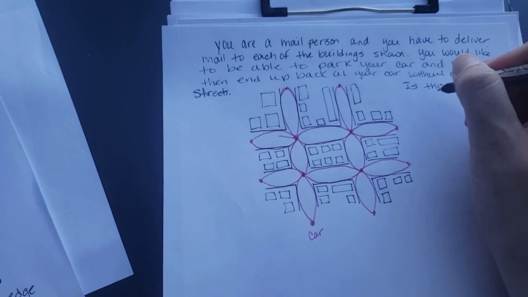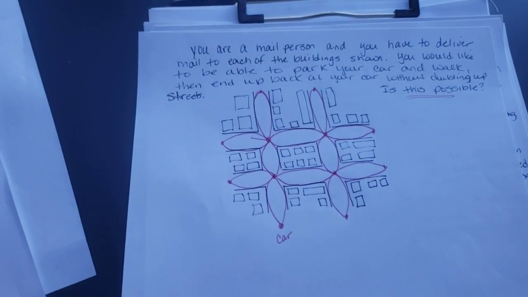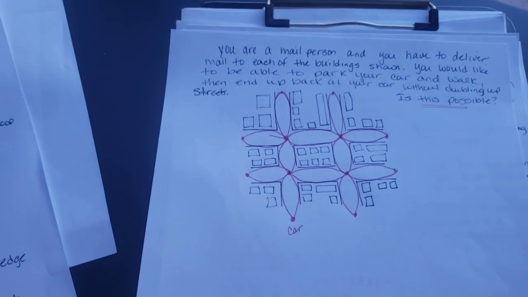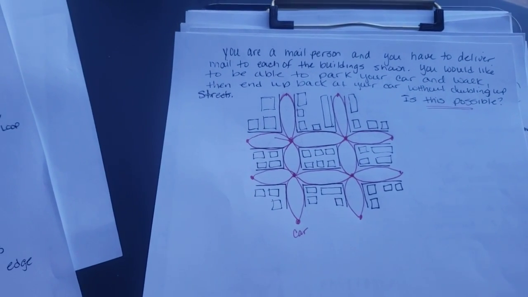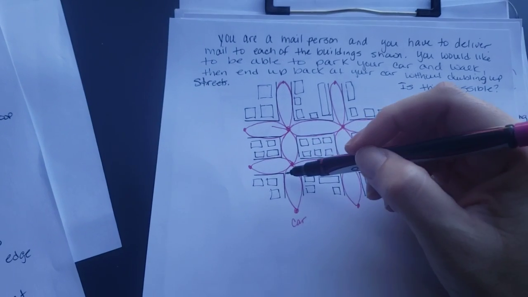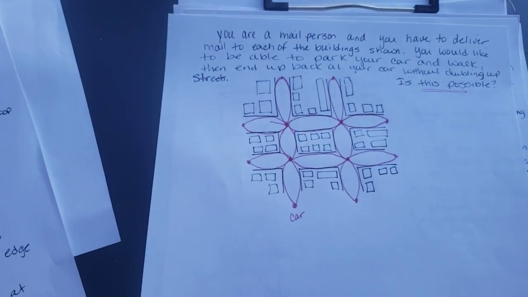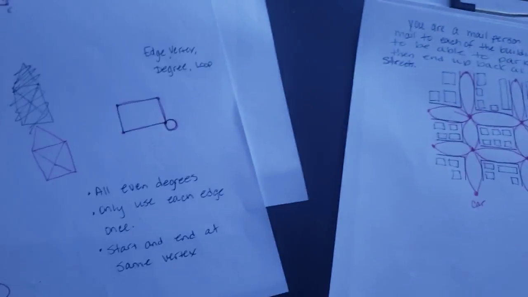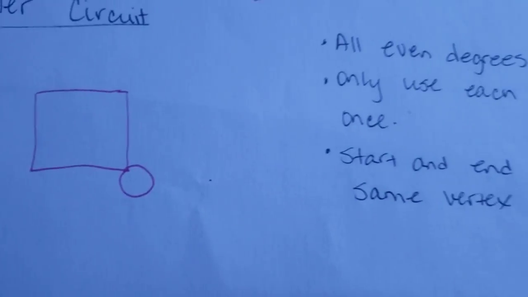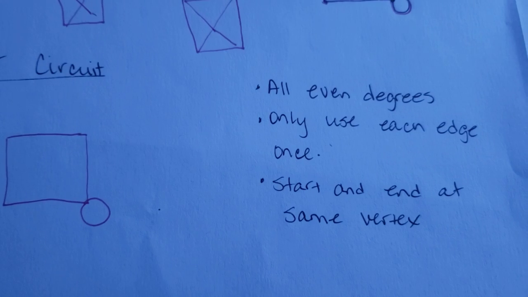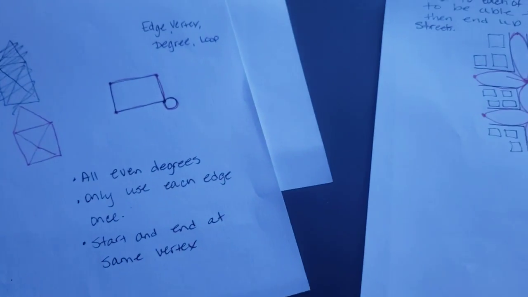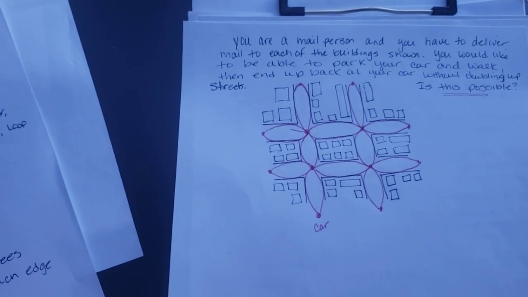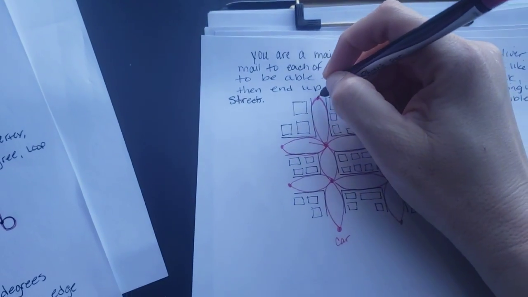So the first thing we want to know is, is this possible? Okay, we have all of our paths covered. We want to know, is it even possible to walk all of the paths, cover each side of the streets that we're responsible for, and end back up at the car? Well, remember, the Euler circuit has all even degrees. So let's first check the degrees to see if it's even possible to try to map out a route.